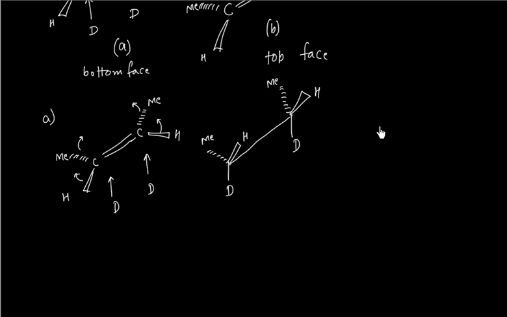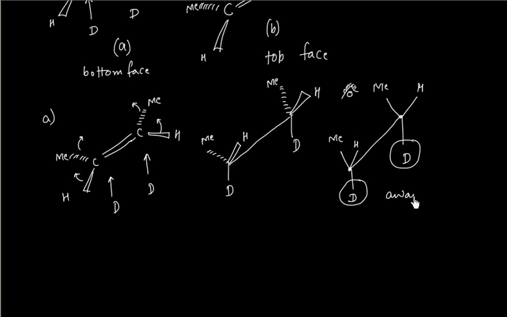Now we can make the Sawhorse projection formula of the same compound. We have regular Y, that is, this is a shape of Y, this is also a shape of Y. Here we have deuterium, here we have deuterium, here we have methyl group, hydrogen, methyl, hydrogen. Now if an observer looks from the top, these two bonds are away. So this deuterium and this deuterium are away from the observer.